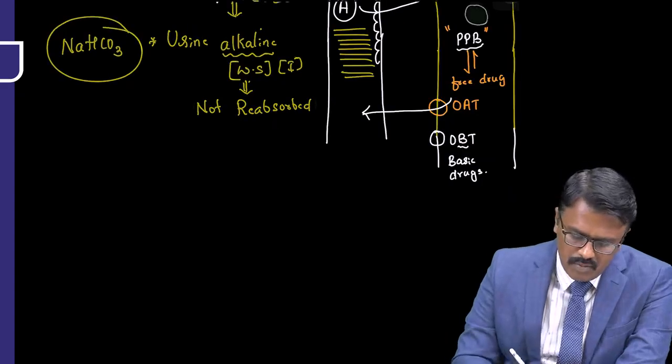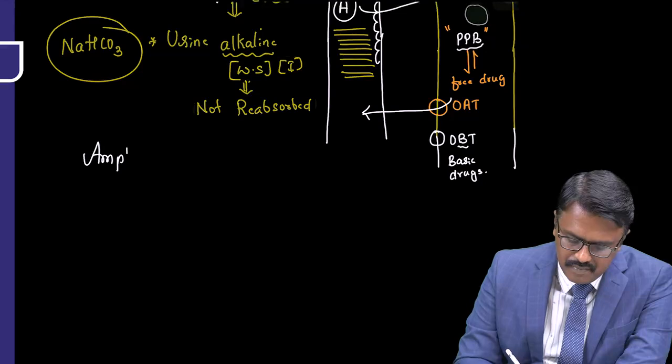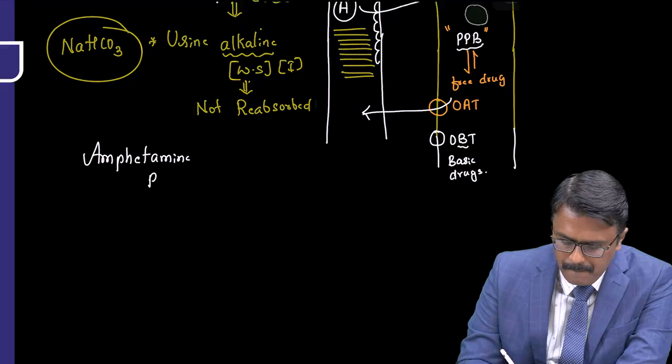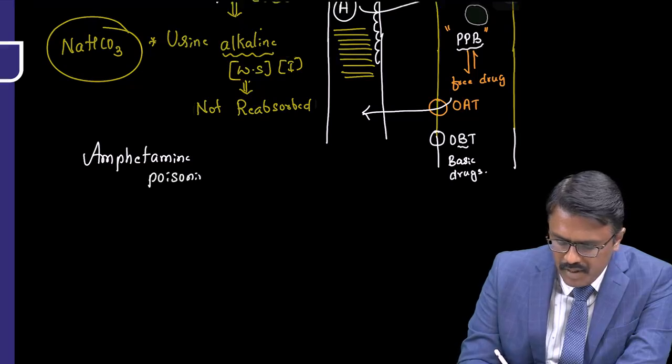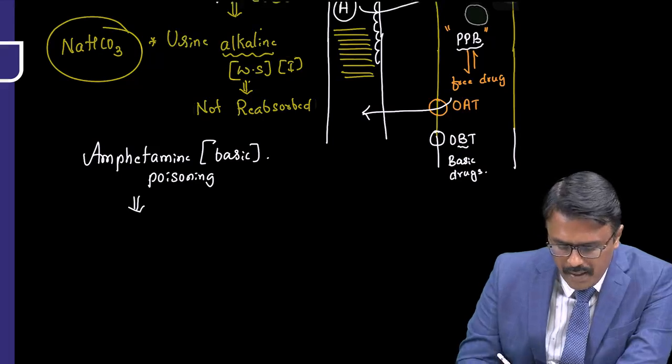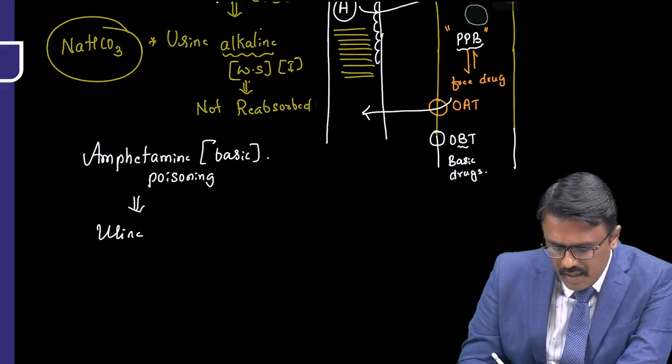Now suppose there is one more poisoning, that is amphetamine poisoning. Amphetamine is a basic drug, a weakly basic drug. Now what do you want to do with the urine? Make the urine acidic.